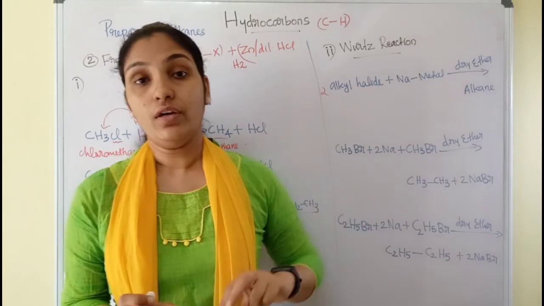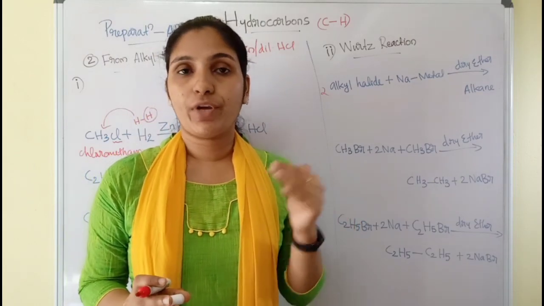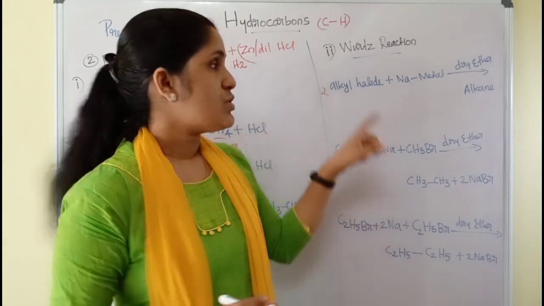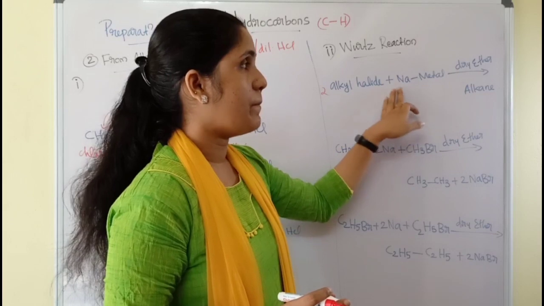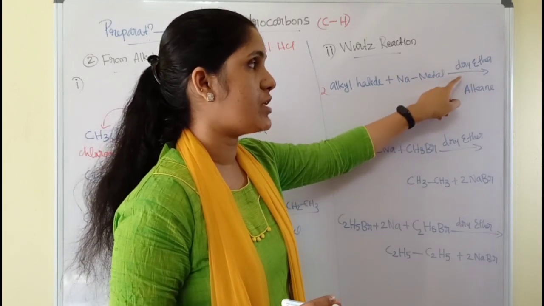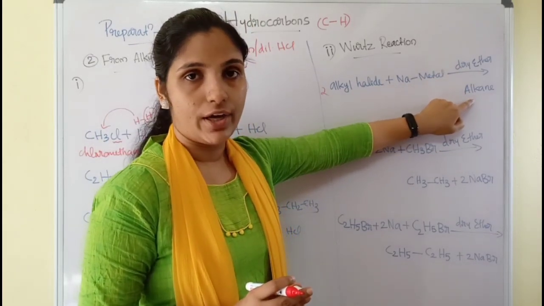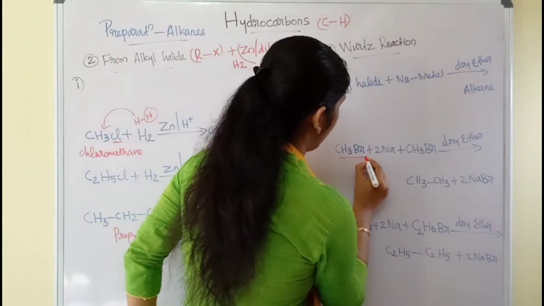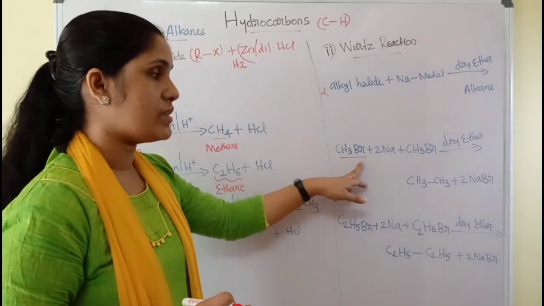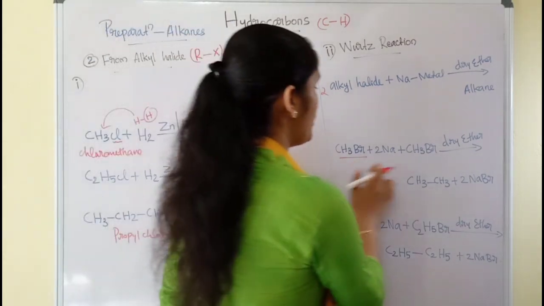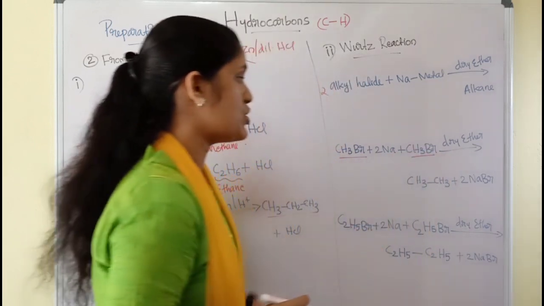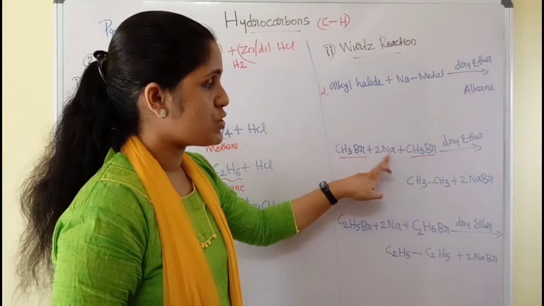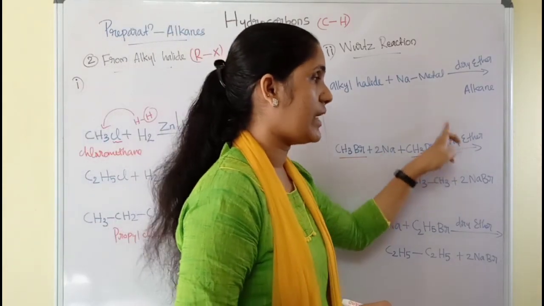So what is Woods reaction? One of the methods used for the preparation of alkane from alkyl halide. So alkyl halide on treating with metallic sodium in presence of dry ether, we will get alkane. So let's see this with the help of examples. Here the basic alkyl halide, chloromethane or methyl chloride is taken. 2 molecules of methyl chloride should be treated with 2Na, metallic sodium in presence of dry ether.